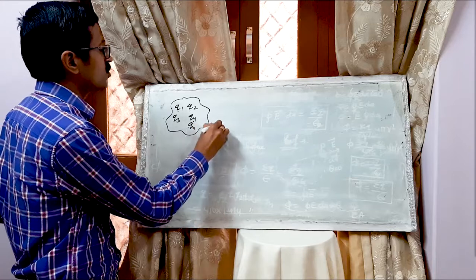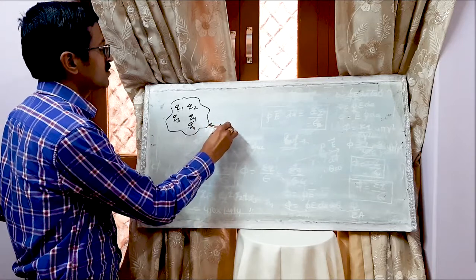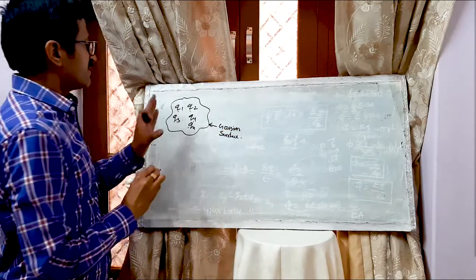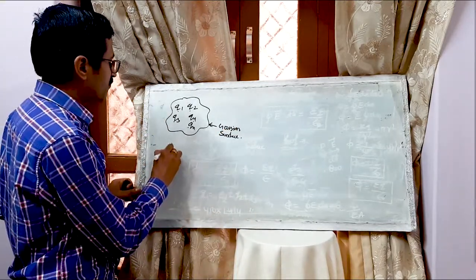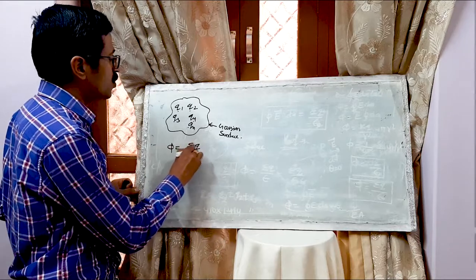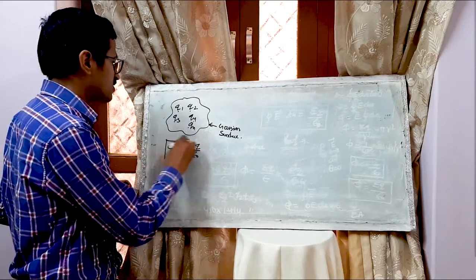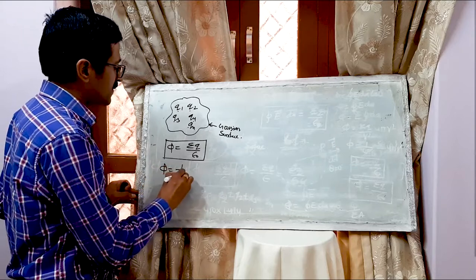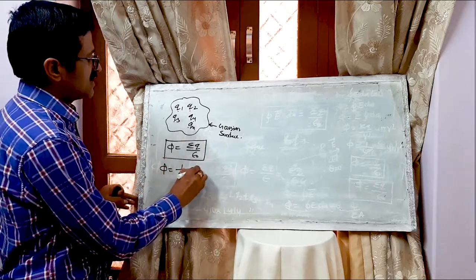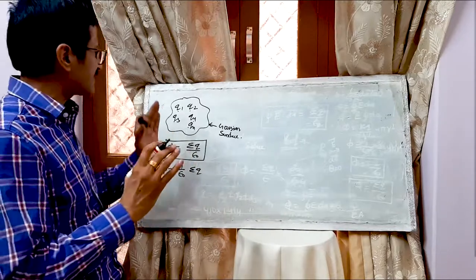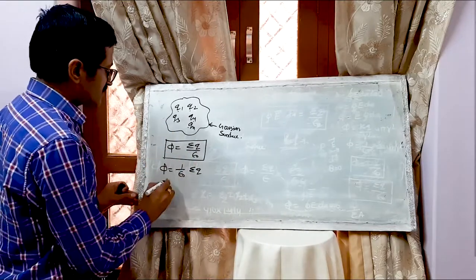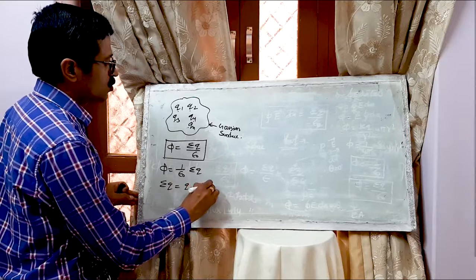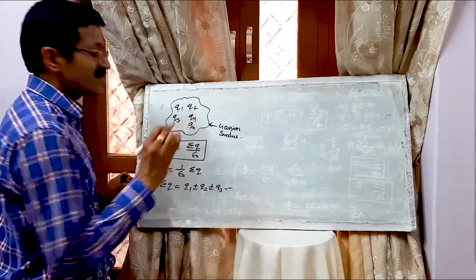This closed surface is known as Gaussian surface. The net flux through a closed surface will be phi is equal to sigma q upon epsilon naught. That is, the net flux through a closed surface is 1 upon epsilon naught times the algebraic sum of charges present in the Gaussian surface. That sigma q is the algebraic sum of charges q1 plus minus q2 plus minus q3 and so on.